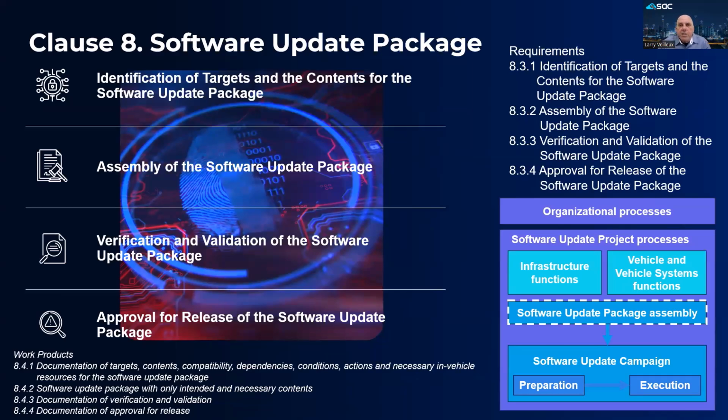Software update package requirements focus on the assembling of software update packages, verifying and validating the software update package's contents, coupled with identifying the classes of vehicles and vehicle systems to receive the package. Upon verification and validation of the software update package, the package is approved for release. So while Clause 8 here deals with creating the update, Clause 9 next deals with accomplishing the update.